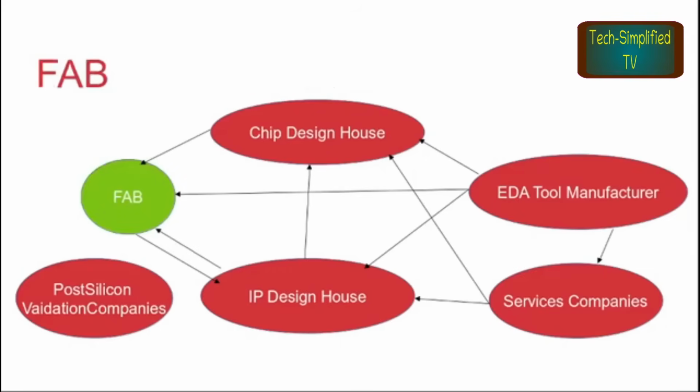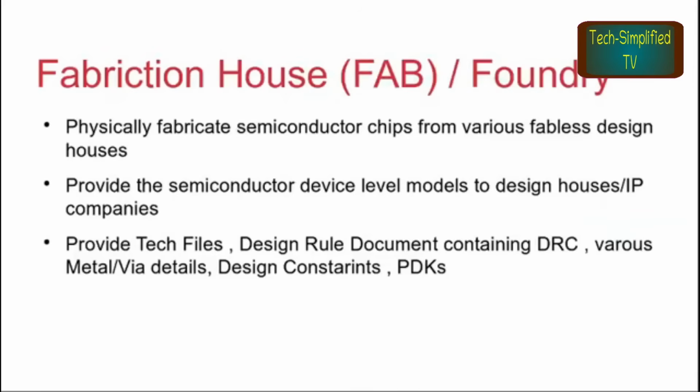Okay, so let's begin. We say it is a fab and also we say it is a foundry. What does a foundry do? The fabrication house or foundry physically fabricates the semiconductor chips for various fabless design houses. It also provides the device level models to the design house or the IP manufacturers. Primarily as files, they provide tech files, design rule documents containing the DRC, various metal and via details, design constraints, the PDKs. So the fabrication house manufactures the IC on top of the silicon.